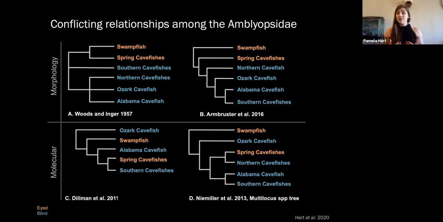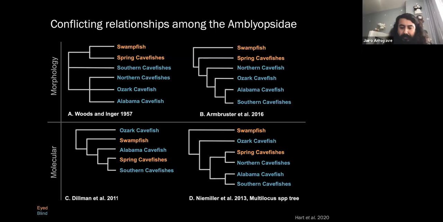There is, however, disagreement between morphology and molecular. We do have phylogenetic discordance. These two phylogenies here on the bottom show what could be considered a more complex pathway to cave adaptation, where we have the possibility for multiple eye loss events or even surface recolonization and eye redevelopment after eye loss.